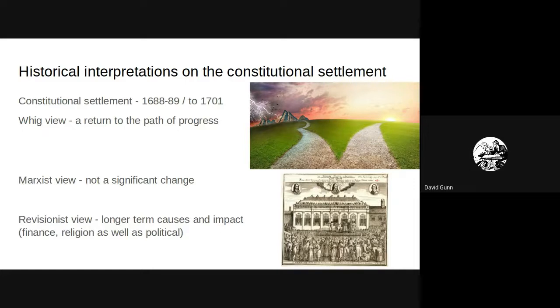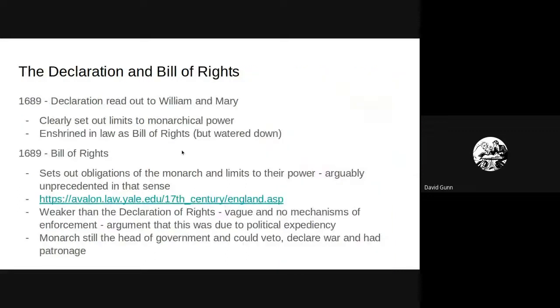So when you're talking about constitutional settlement, think about how historians are defining that. If you get a question on this, how are they going up to 1701? Is it just 88 and 89? What's their definition of constitutional settlement? That's important.